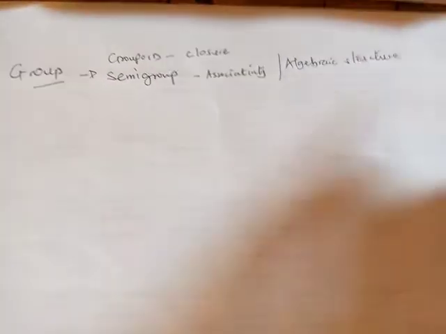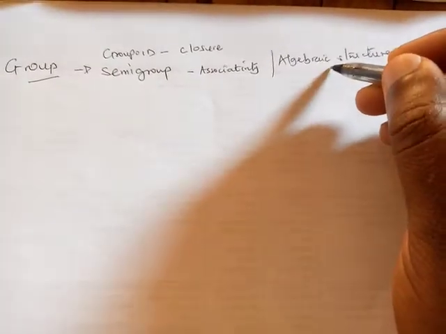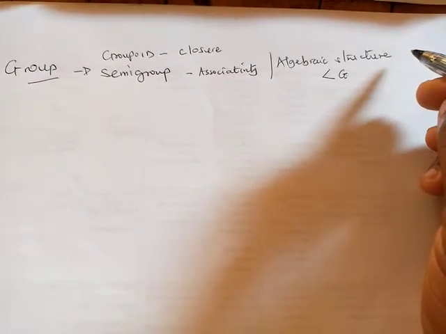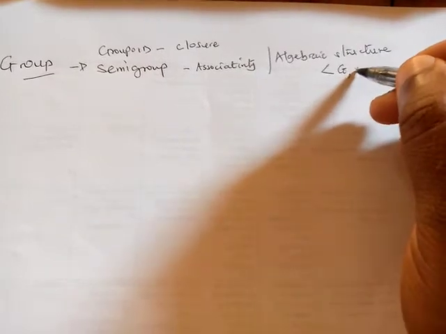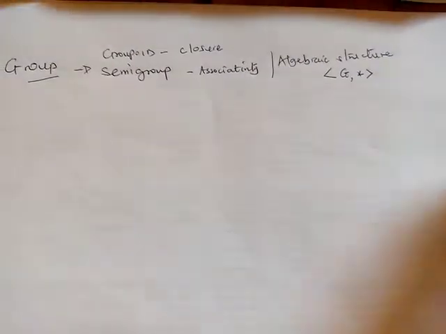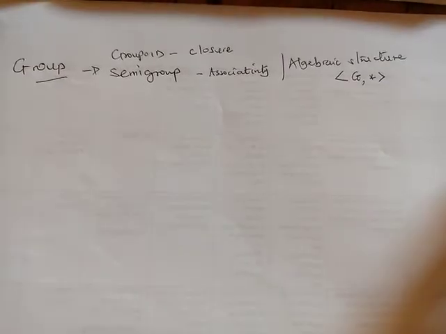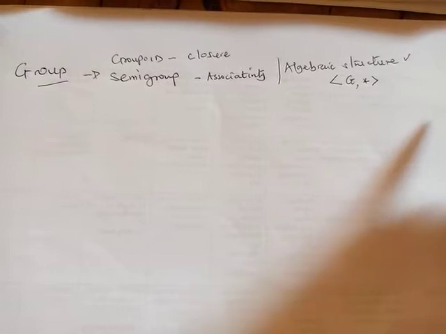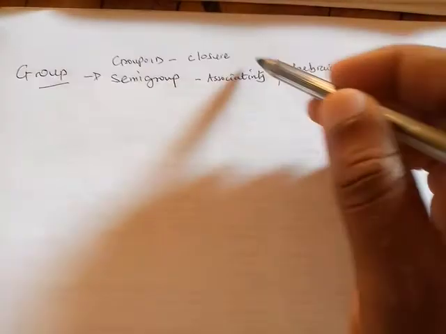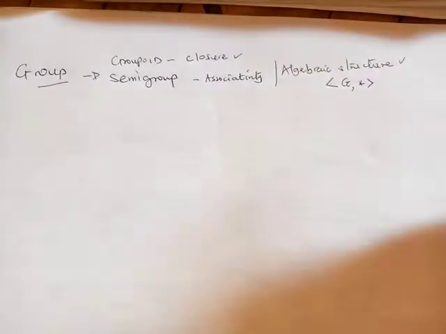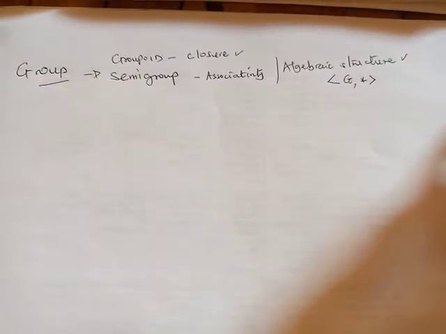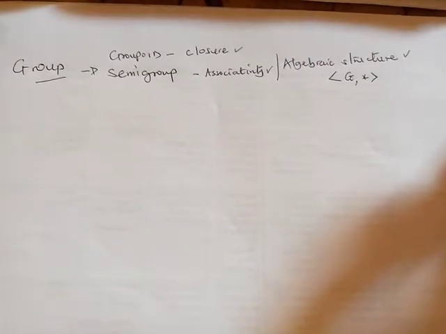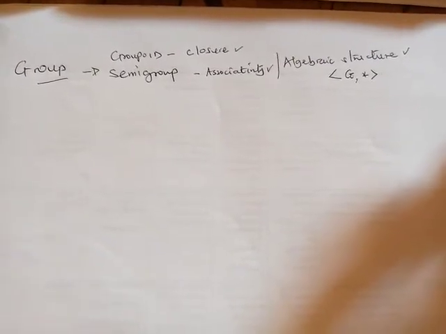We mentioned also that an algebraic structure is a combination of these two: given a non-empty set G, defined together with a given binary operation star. If this algebraic structure satisfies the closure property, then that is a groupoid. And if it satisfies associativity, then that becomes a semi-group.